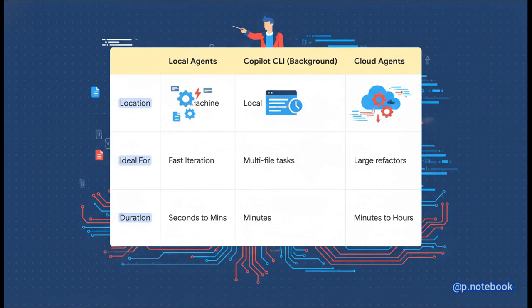And this matrix makes it super clear. You've got your local agents, perfect for those quick interactive things right on your machine. Then there's the Copilot CLI. Think of this as your workhorse for the heavy lifting in the background, so it doesn't slow you down. And finally, the cloud agents. These are for the big, repository-wide jobs like a massive refactor or creating that final pull request.